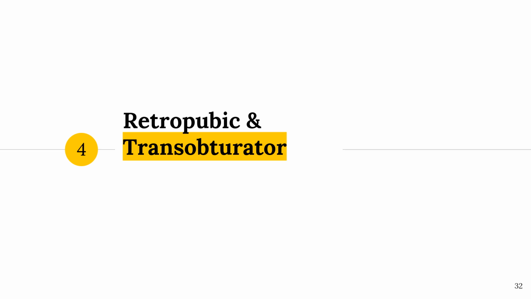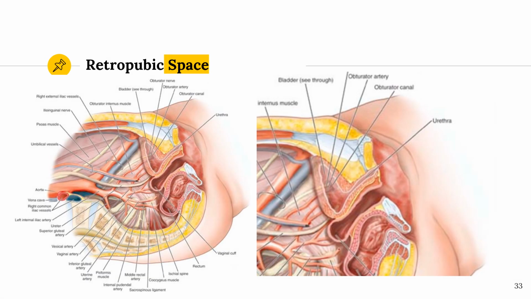Next, we shall discuss a bit on anatomy related to retropubic and transobturator procedures. First, let's see the pathway of the retropubic tension-free vaginal tape procedure anatomically. First, we shall make a 1 cm abdominal skin incision on each side of the midline.